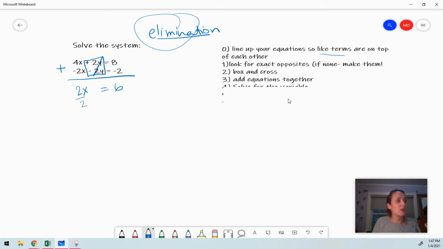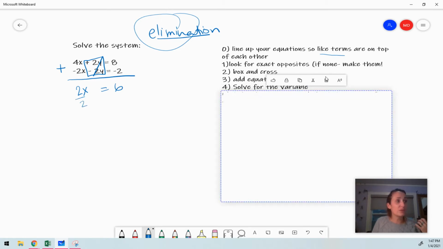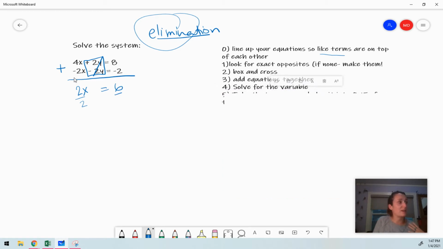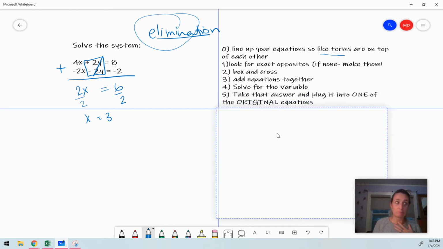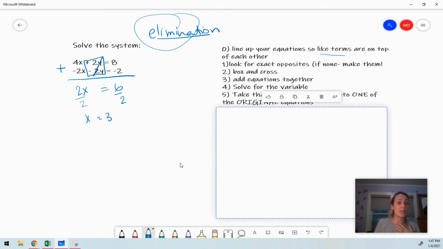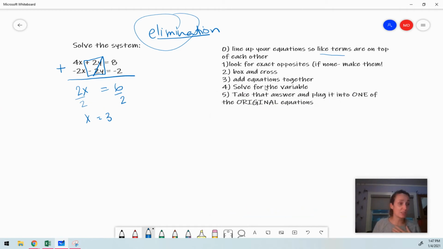Step number 4 is, now that I looked for exact opposites, I boxed them and crossed them off. I added my equations together, and now I need to solve for my variable. So I solve by dividing both sides by 2. I'm left with x equals 3. Am I done? Nope. I still need to take that answer and plug it into one of the original equations.